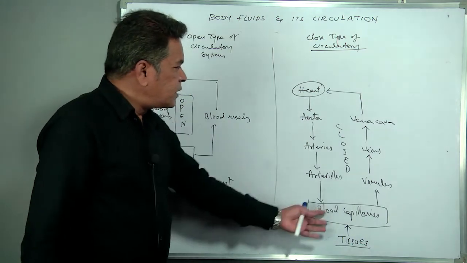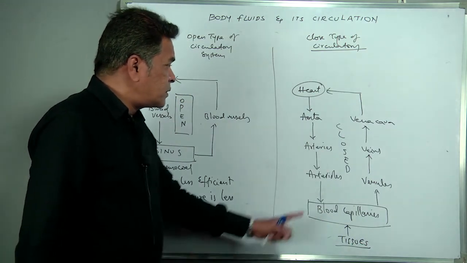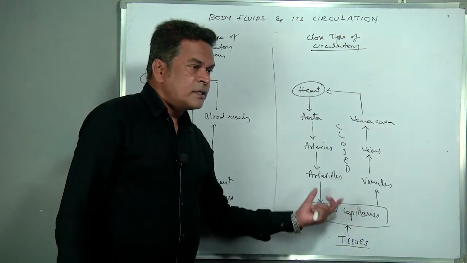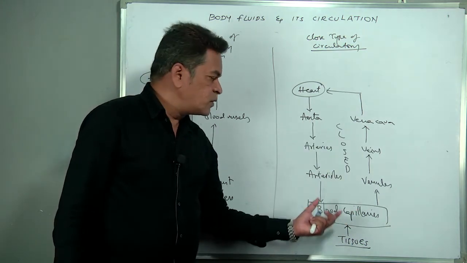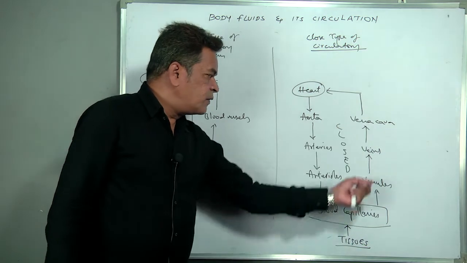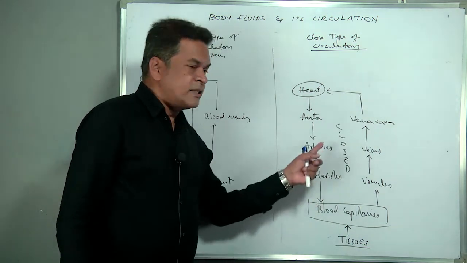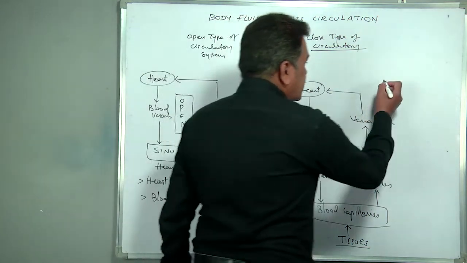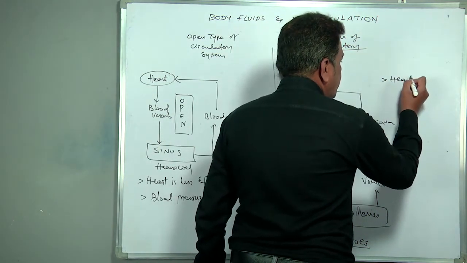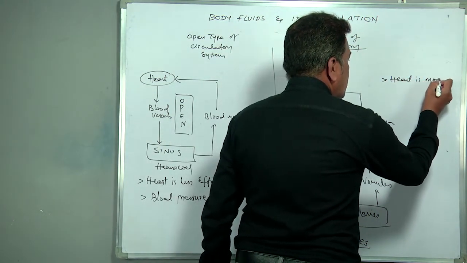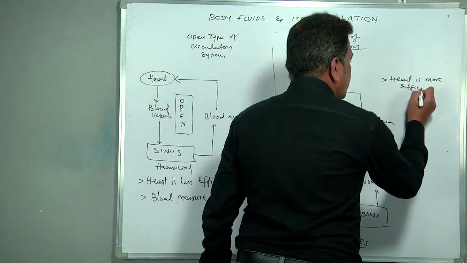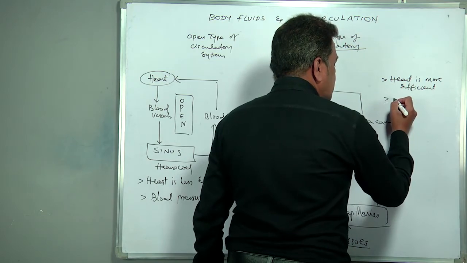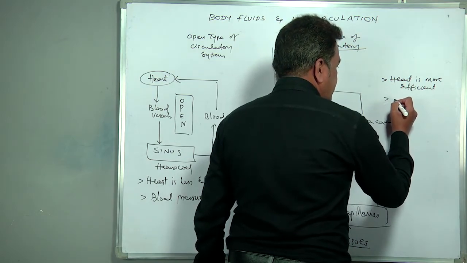So you can see here the closed type of circulatory system, in which the important contents such as RBC, platelets and large proteins will never come out. They will be circulated only in the blood vessels. Therefore, in this closed type of circulatory system, the heart is more efficient to pump, and usually maintains blood pressure.